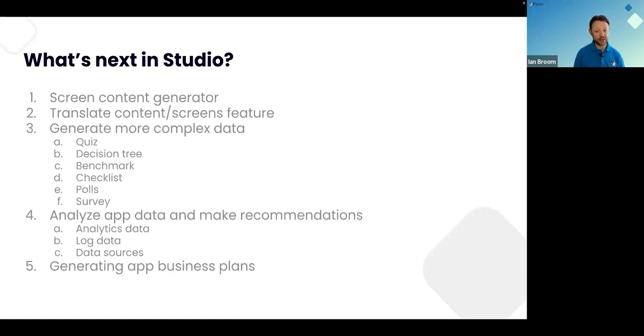We're going to be building data analysis features, which will anonymously allow AI to analyze your data, including analytics, log data, and data sources. So for example, if you collected survey responses, you could ignore the personal information, send the rest of the data over to AI and ask it, what's the sentiment? What do people think of my app? What do they like about my app? What don't they like? Instead of having to analyze 50 records in a data source or a spreadsheet.